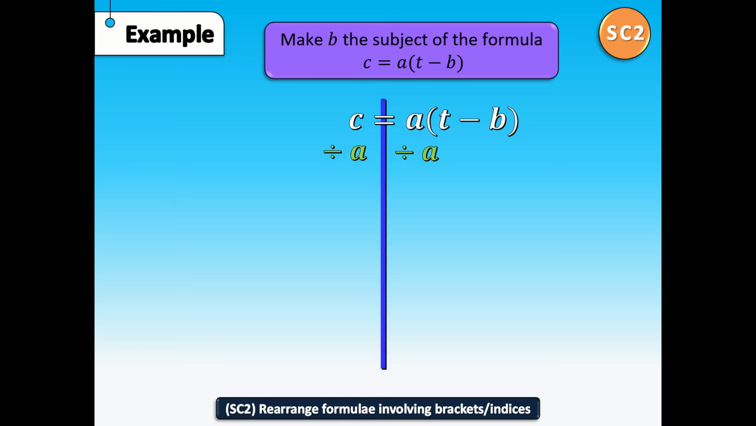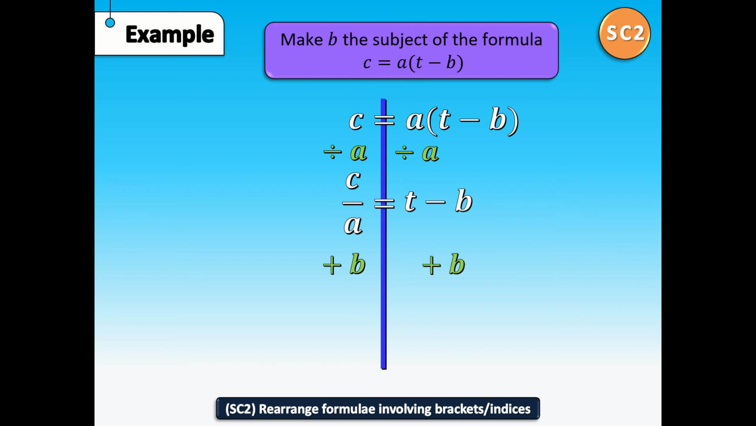So we start by dividing both sides by A, because remember A brackets T minus B means A times by T minus B. So we can divide both sides by A, which gives us C over A equals T minus B.